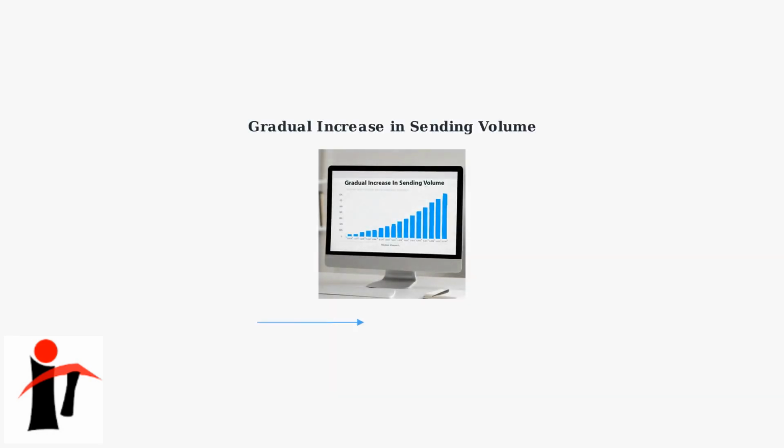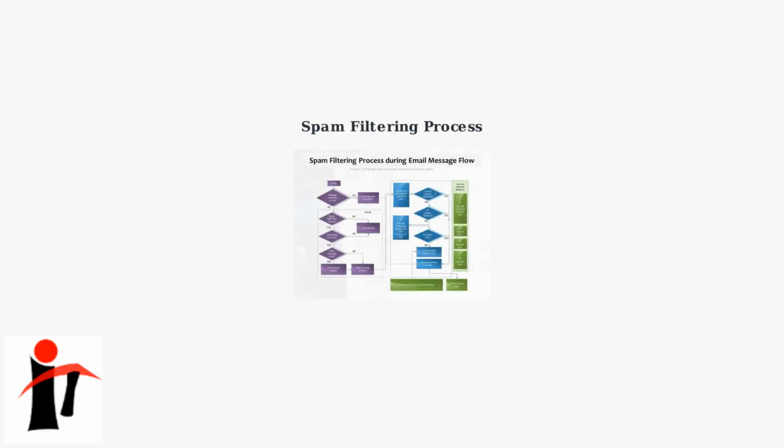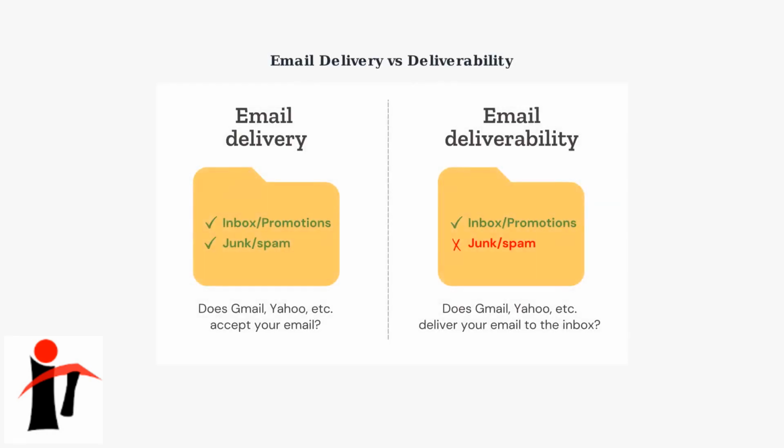Warm-up involves starting with small volumes and gradually increasing, like building a muscle. This prevents sudden spikes that trigger spam filters. Without warm-up, emails undergo strict spam filtering based on sending patterns, content analysis, and reputation checks, often resulting in delivery to spam folders. The key difference is deliverability, getting emails to the inbox, not just sending them. Warm-up ensures your outreach actually reaches its intended audience.